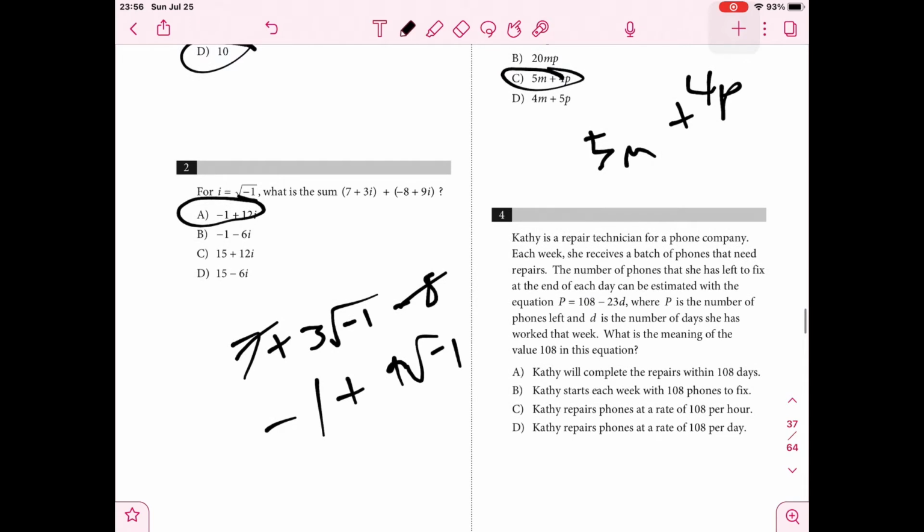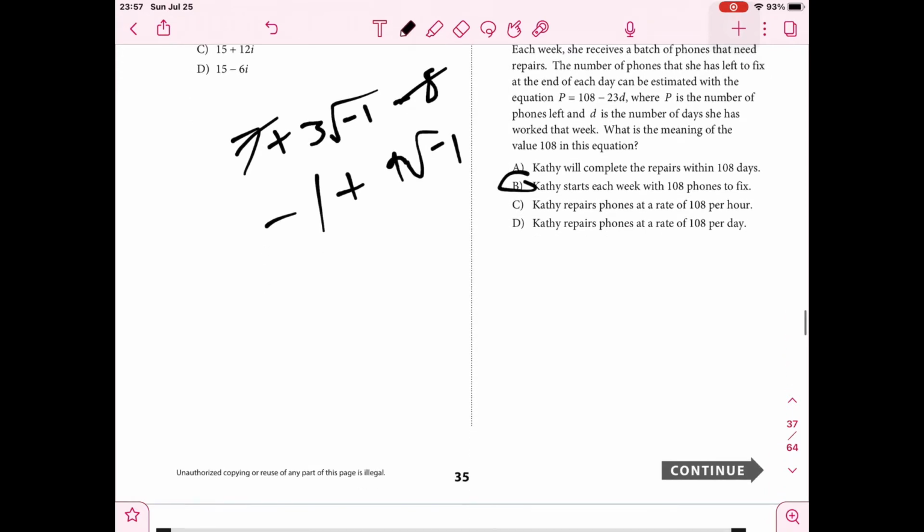Alright. She's a repair technician for a phone company. Each week she receives a batch of phones. P is equal to 108 minus 23D. What is the root value of 108? That's the constant. She's left to fix at the end of the day, so 108 is how many she starts with at the end of each day. Okay, so it's not week. Wait, maybe it is. Oh yeah, each week she receives a batch. Yeah, it'd be.